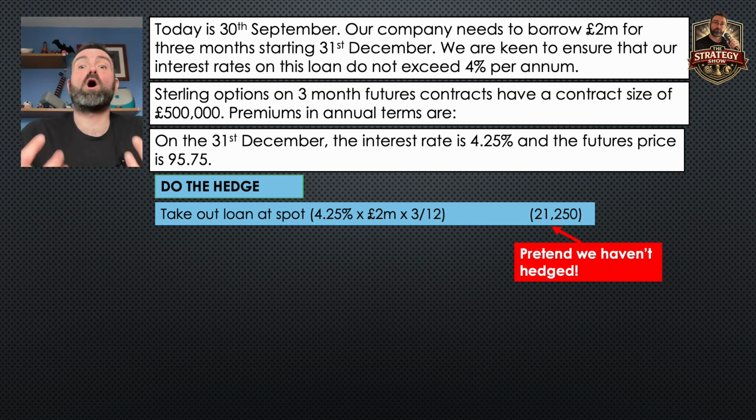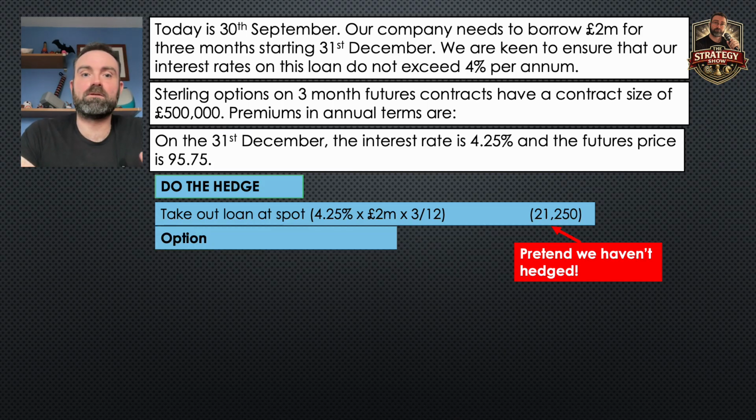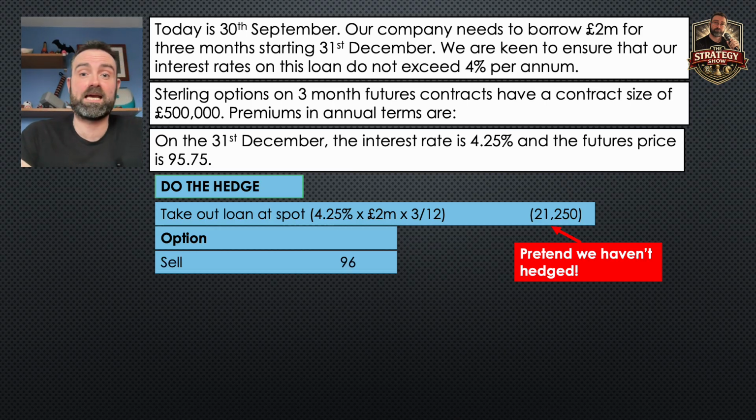Next up, we tackle the option itself. Now, I think it's easiest to do this by looking at one futures contract at a time to start with. Now, think back to our setup on the last slide. We said that to start the hedge off, we had the option to sell futures on the 30th of September because we were borrowing, and that the strike price we'd chosen was 96 to try and cap our interest payment of 4%. So that gives you our first line. We have the option to sell each futures contract at 96.